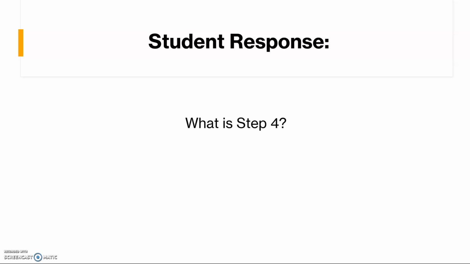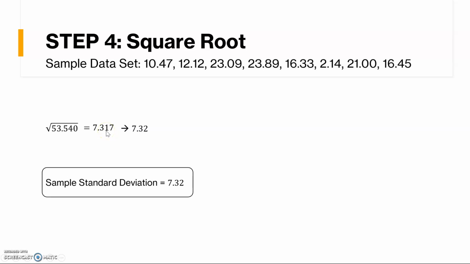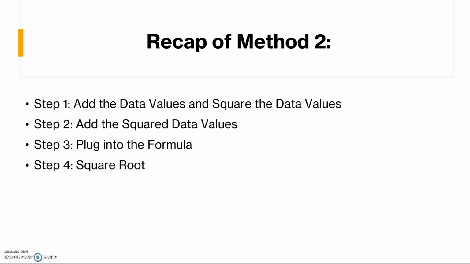What is step 4? Go ahead and calculate this step on your own. Step 4 is don't forget to remember to square root your number. Okay, so don't forget to square root. So once we do that, we put square root of 53.540 into our calculator. We get 7.317. We're going to round to 2 decimal places, so that 7 is going to bump that 1 up to a 2. So the sample standard deviation is 7.32.